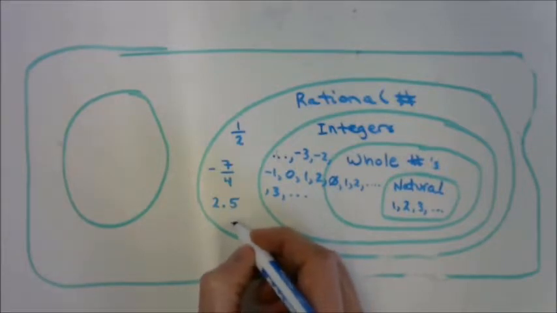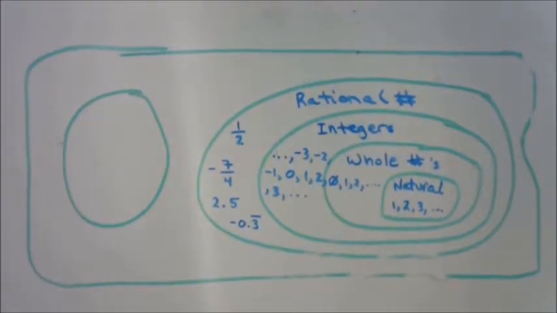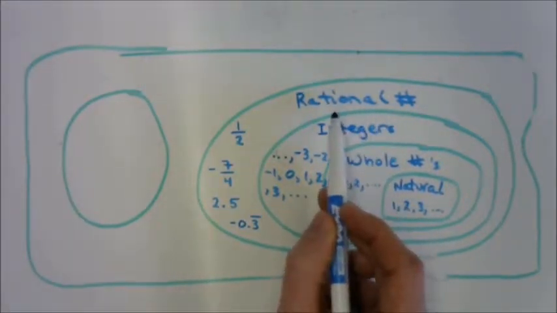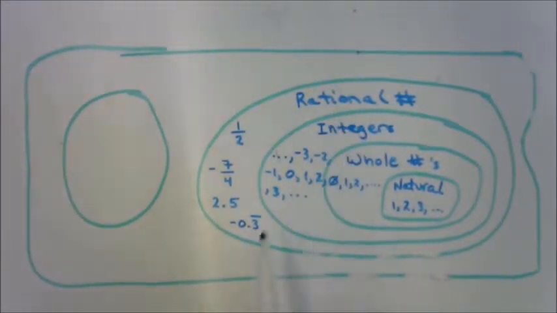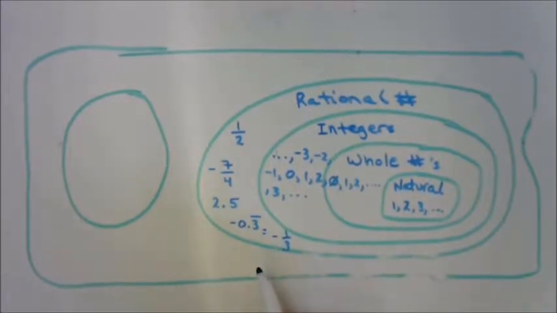What about this one? -0.3 with a bar over it. What does that mean? It's a repeating decimal. Can it be expressed as a fraction using whole numbers? Well, I wrote it in the rational number box, so I hope it can be. As long as you can express it as a fraction using whole numbers, then it's a rational number. It's -1/3. Okay. Let's carry on.